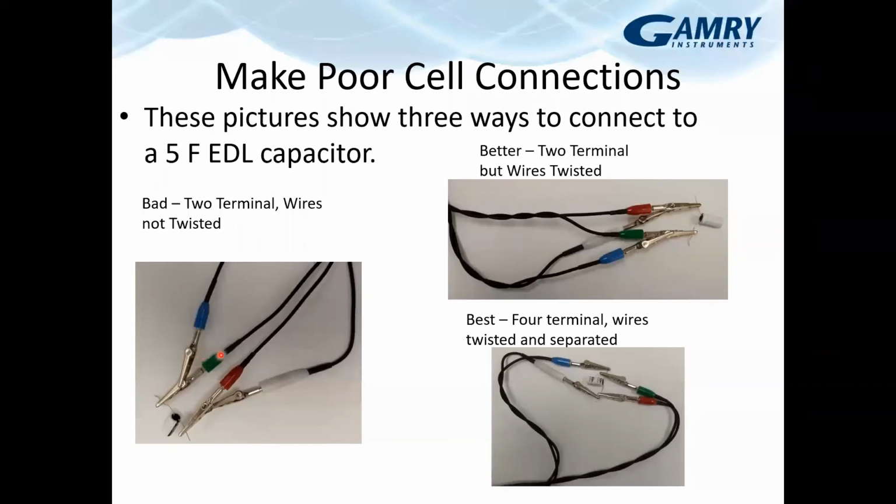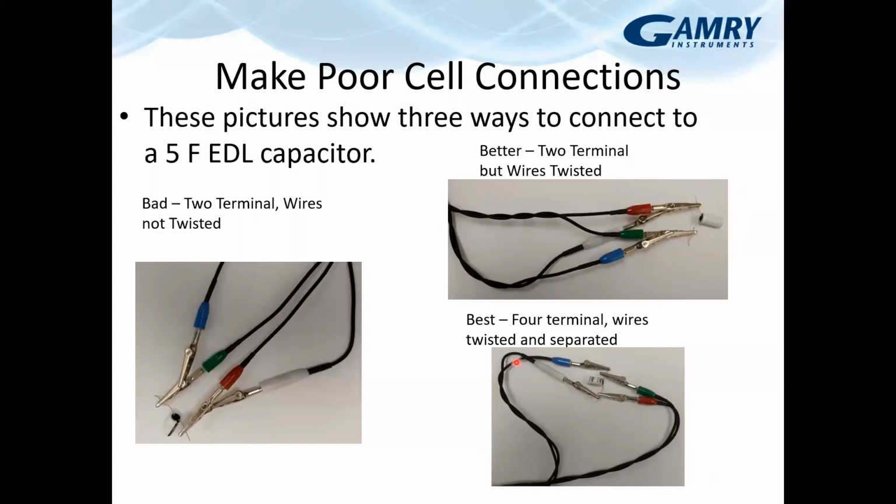You can do a little bit better by taking your sense leads and your force leads and doing twisted pairs with them. This helps reduce the inductance, but we're still making a two-terminal connection here, and these are not as far apart as they could be. So the best way to make this measurement is shown here. We've got the sense leads and the force leads as twisted pairs. They are separated as much as possible, and they are making distinct connections to the wire carrying the current here. This is the best setup.